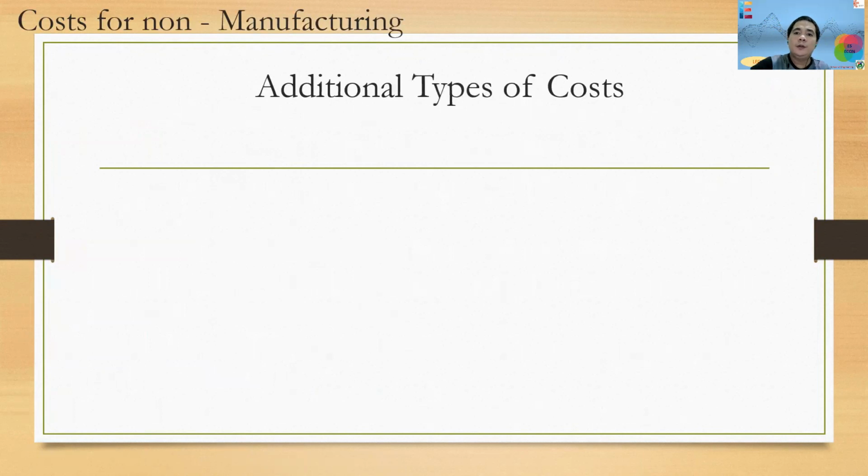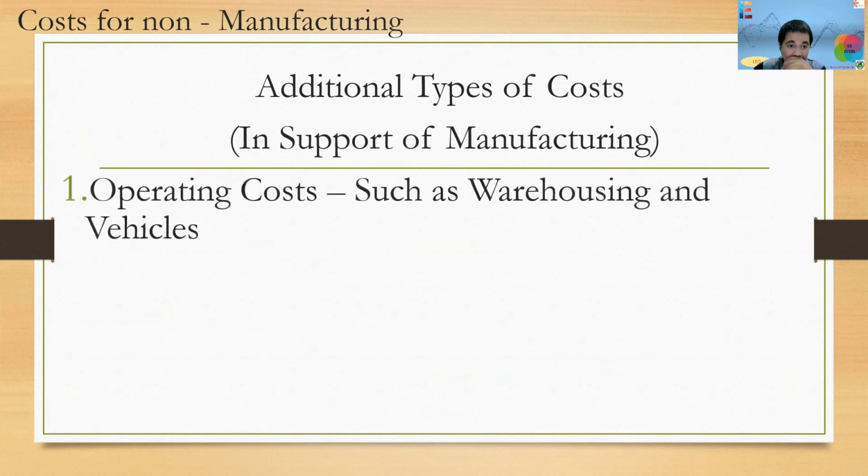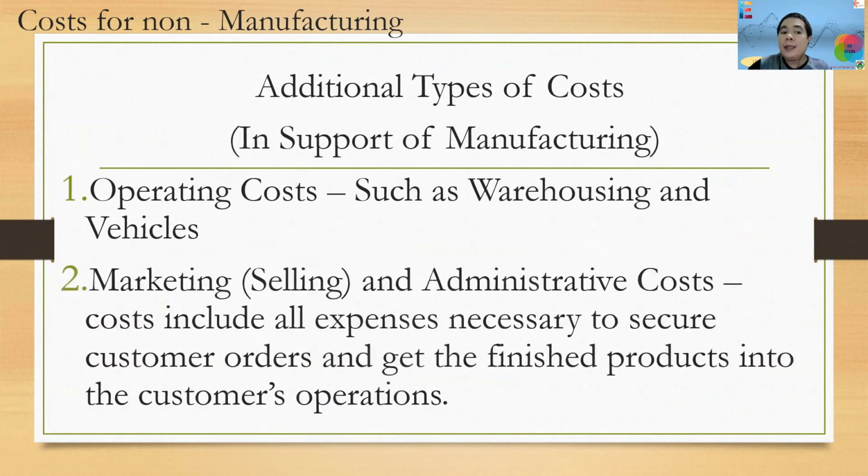So that is the cost for manufacturing, now for non-manufacturing. Additional types of cost in support of manufacturing is operating cost, such as warehousing and vehicles. So if you are making a cell phone, you have to have your own warehouse and vehicles for delivery units. And then marketing, selling, and administrative costs. These costs include all expenses necessary to secure customer orders and get finished products into the customer's operation.